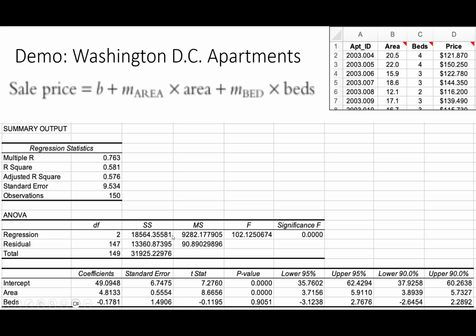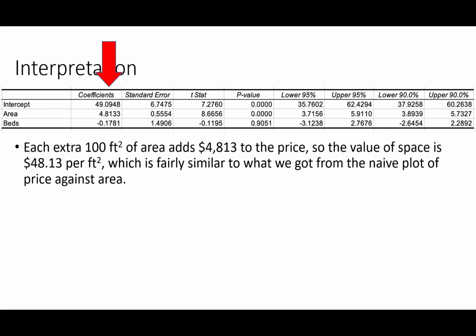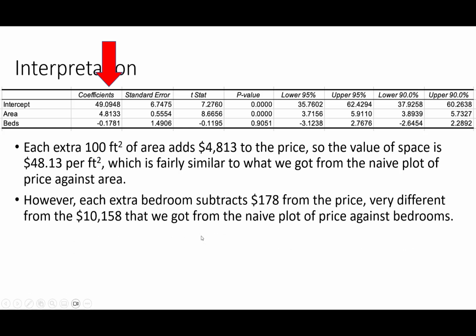So now we need to interpret that. So we look at the coefficients to be able to make the equation. And we say each extra 100 square feet adds $4,813 to the price. So the value of space is $48 per square foot. Fairly similar to what we got in the naive plot of price against area. However, in the naive plot of number of bedrooms against price, we got that each bedroom was worth $10,000, but that's not true. Each extra bedroom subtracts $178 from the price. Very different from that number we got from the naive plot of price against bedroom.